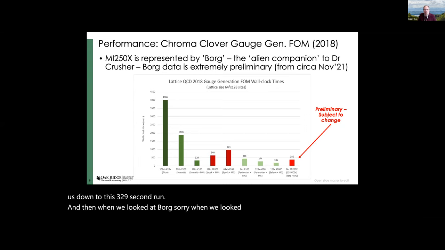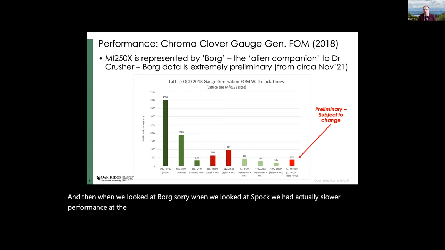And then when we looked at Spock, we had actually slower performance at the time. But we could run on just 64 MI100s because of the larger memory of those chips.